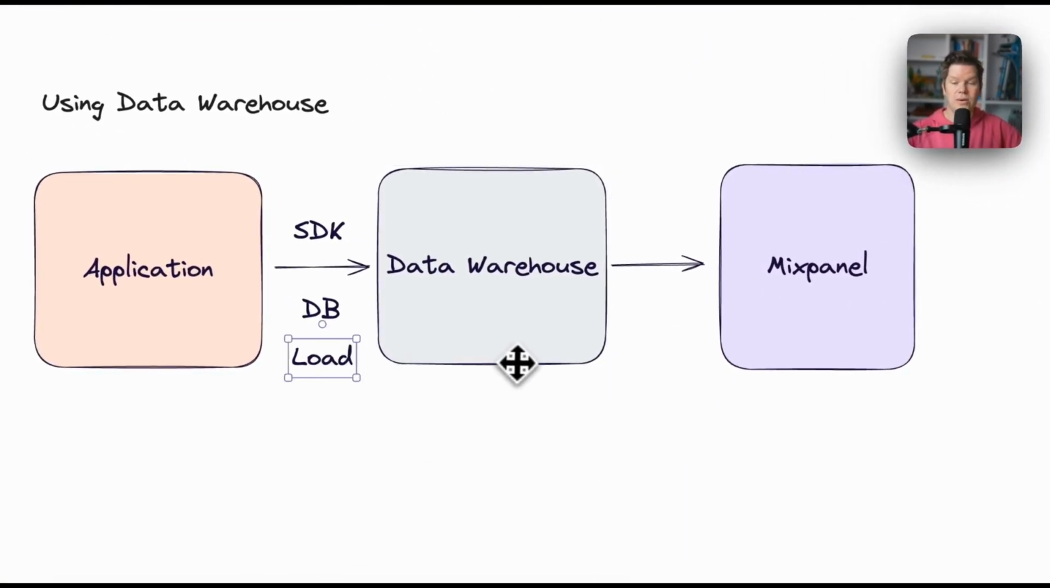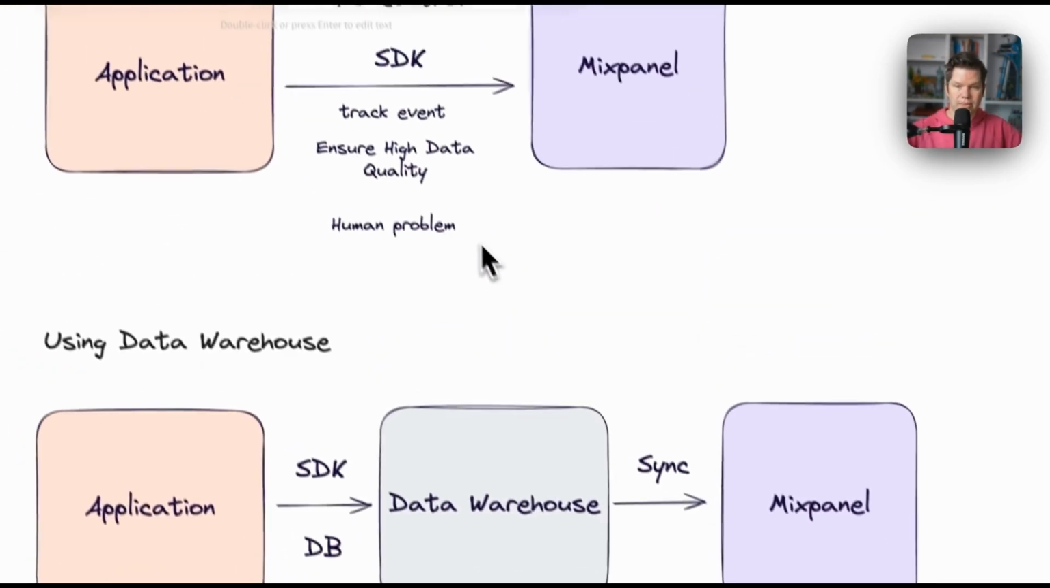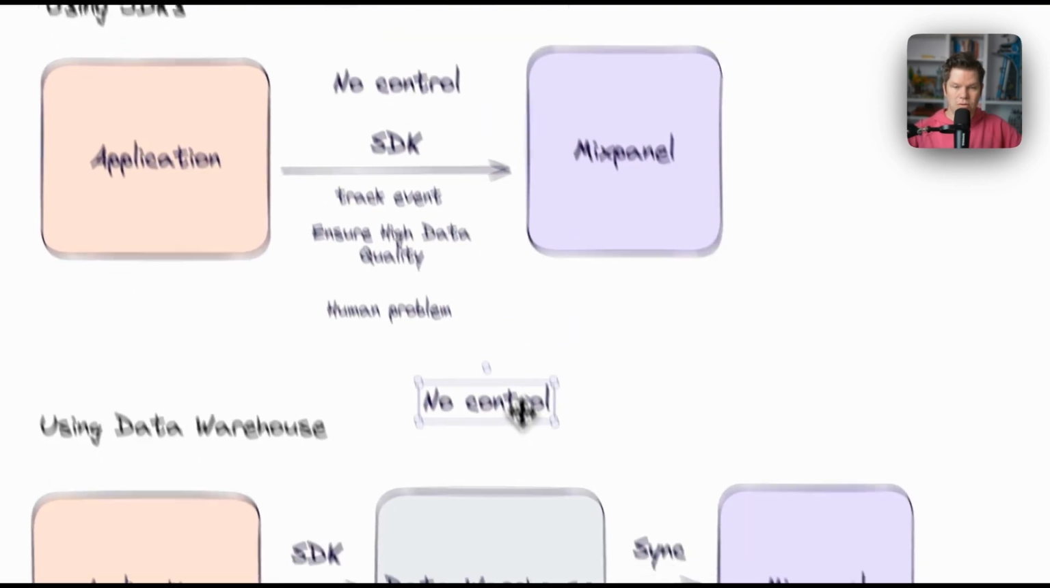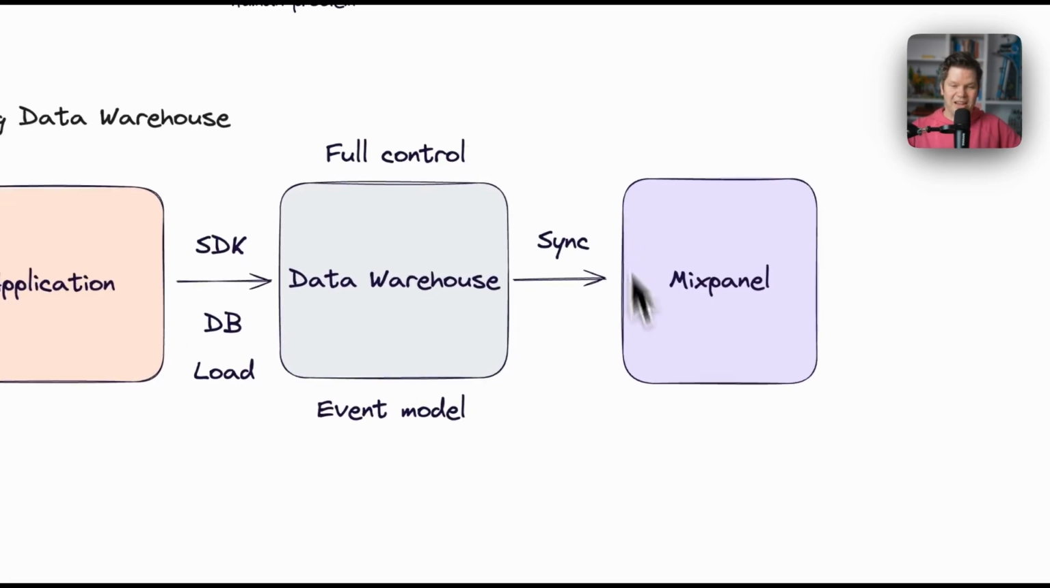And in the data warehouse, we can do this thing that we did before already. We can create an event model. By creating this kind of event model, we prepare the data before it is then synced up into Mixpanel. And so the interesting part is happening here. We were talking about how we don't have control. I'm very bold here to say we have full control. Of course, I guess full control is always an illusion, but we have a lot more control here because we can make a decision what kind of data we will sync up into Mixpanel.